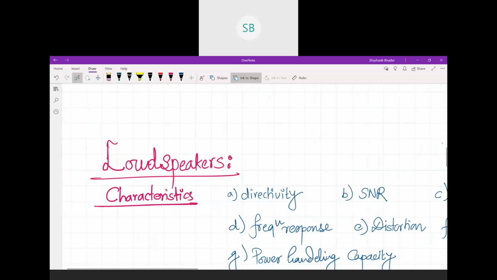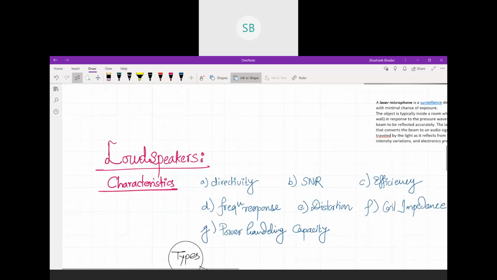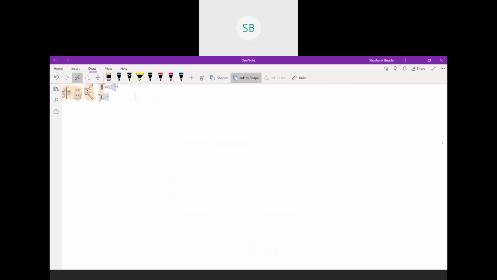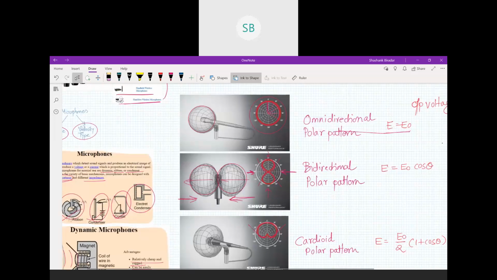So this is a very brief overview of the special microphones, because in examinations they have not asked about these special microphone types, but still you must know the basic concepts of each microphone. Okay, sorry, what happened?